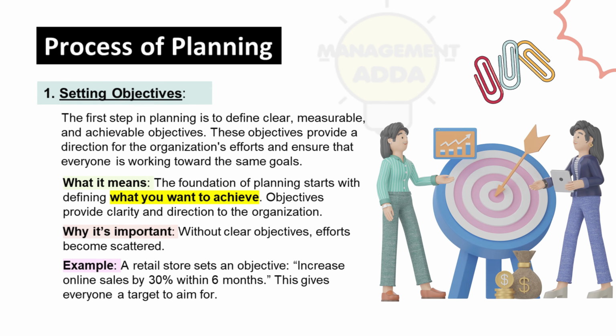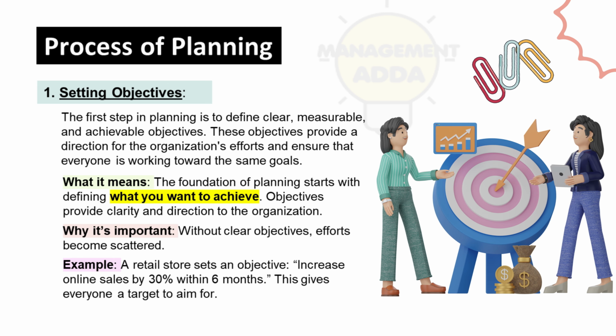The first step in planning is to define clear, measurable, and achievable objectives. These objectives provide a direction for the organization's effort and ensure that everyone is working toward the same goals. Objectives can vary from short-term operations to a long-term strategic vision. So it totally depends on whether you are making a plan on a daily basis or for a long time.